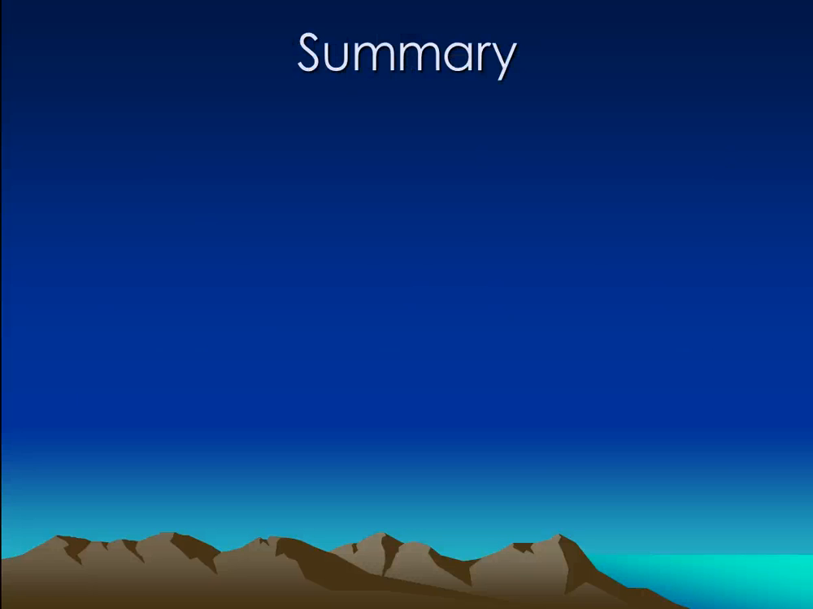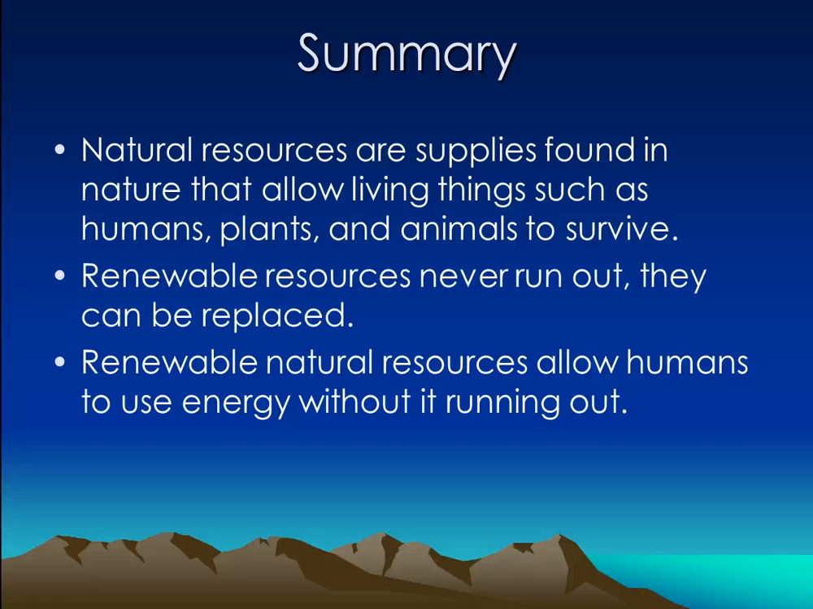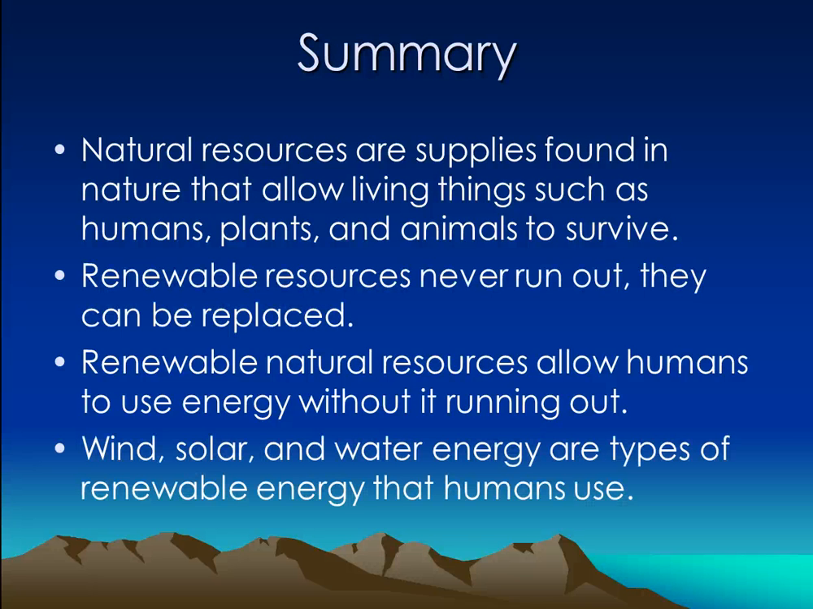Let's summarize this mission. Natural resources are supplies found in nature that allow living things such as humans, plants, and animals to survive. Renewable resources never run out. They can be replaced in nature. We use renewable energy because it allows humans to use it without it running out and not having it available to them anymore. Wind, solar, and water energy are the types of renewable energy that humans most often use.